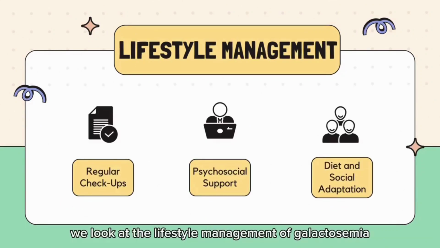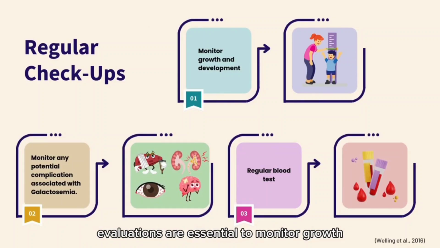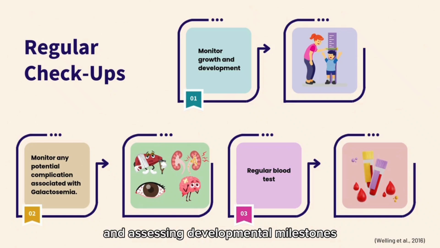Next, we look at the lifestyle management of galactosemia. The first one is regular checkup. Routine medical evaluations are essential to monitor growth, development, and any potential complications associated with galactosemia. These include regular blood tests to check for galactose levels and assessing developmental milestones to identify any delays early on.